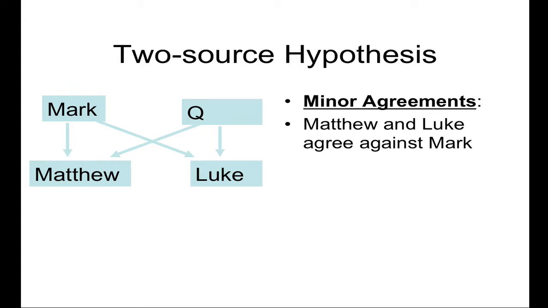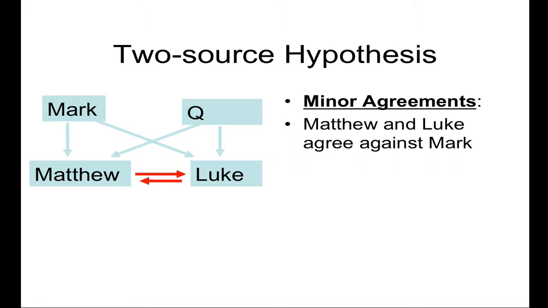The minor agreements, to restate, are Matthew and Luke agreeing against Mark. And the problem is, Matthew and Luke are not supposed to have seen each other. And if they have seen each other, that's the easiest way to account for this, that Matthew used Luke or Luke used Matthew. If they have seen each other, then there is no reason to postulate Q. Q is common sayings material. Well, if Matthew or Luke has used the other, there's no need for Q.